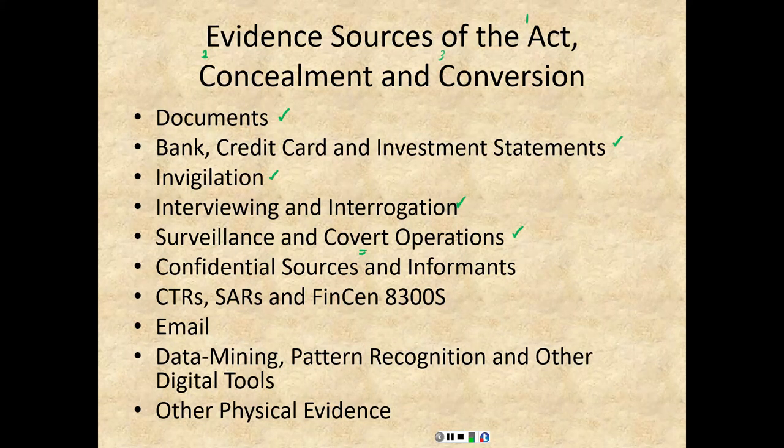Confidential information and informants. By the way, this is big. Usually somebody winds up getting caught because somebody reports some suspicious thing. That's typically how people get caught. We're going to talk about CTRs, SARs, and FinCEN 8300. CTRs are currency transaction reports. SARs are suspicious activity reports. FinCEN 8300 is another requirement we'll take a look at. Email, dying to other physical evidence. So there are a lot of different ways and a lot of different places we can find this evidence.